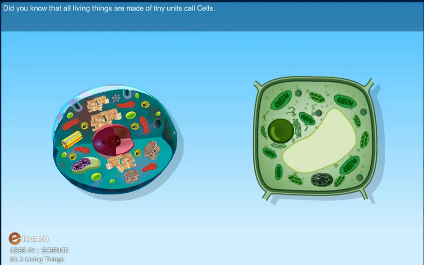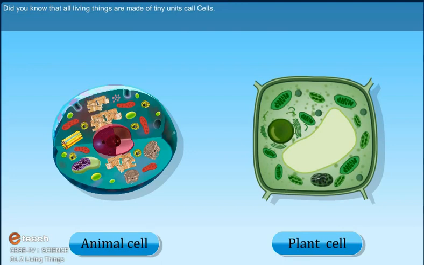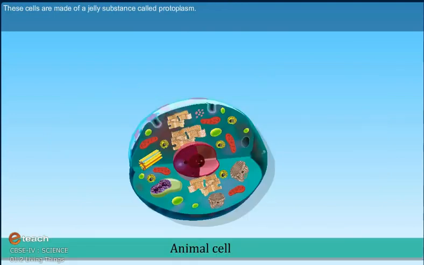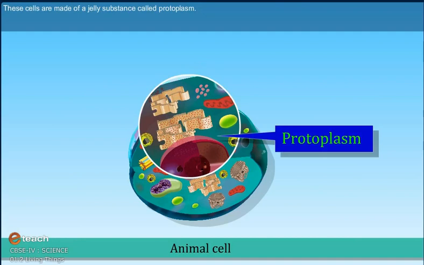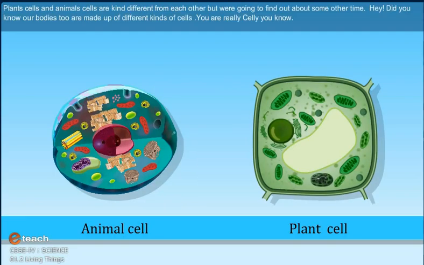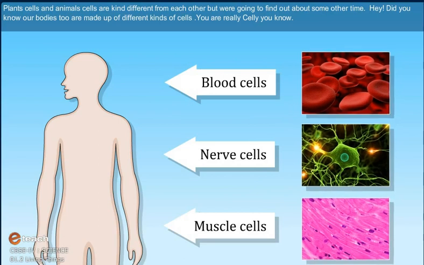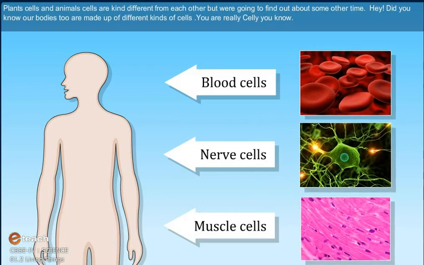Did you know that all living things are made of tiny units called cells? These cells are made of a jelly substance called protoplasm. Plant cells and animal cells are kind of different from each other, but we're going to find out about that some other time. Hey, did you know our bodies too are made up of different kinds of cells?